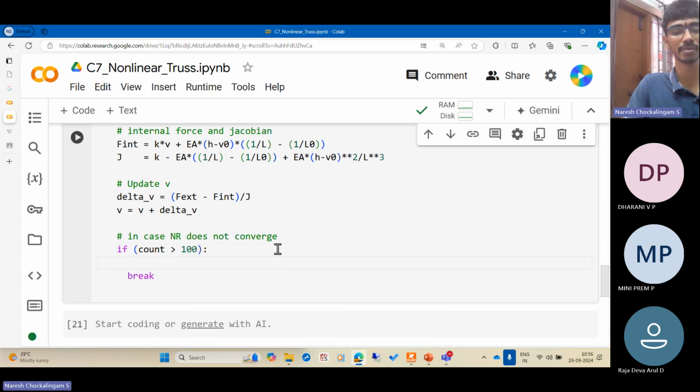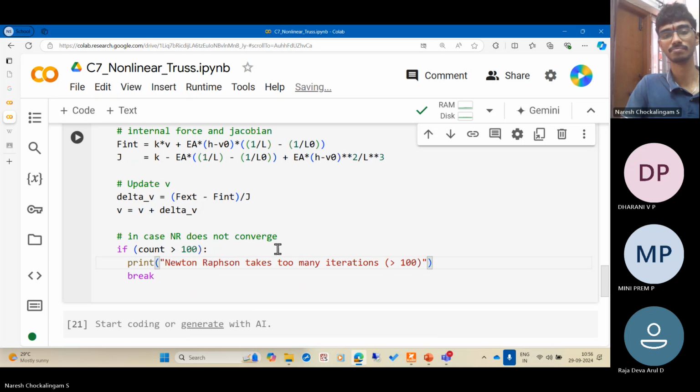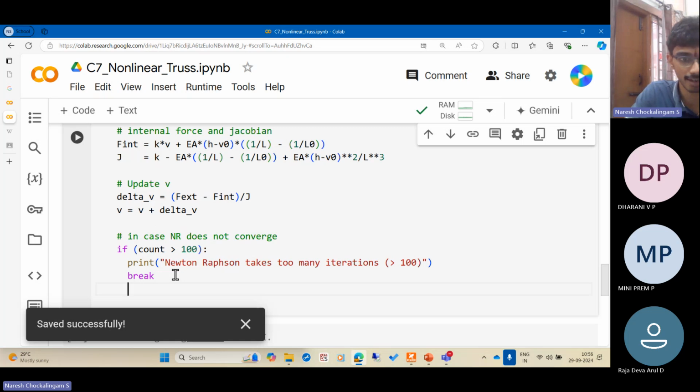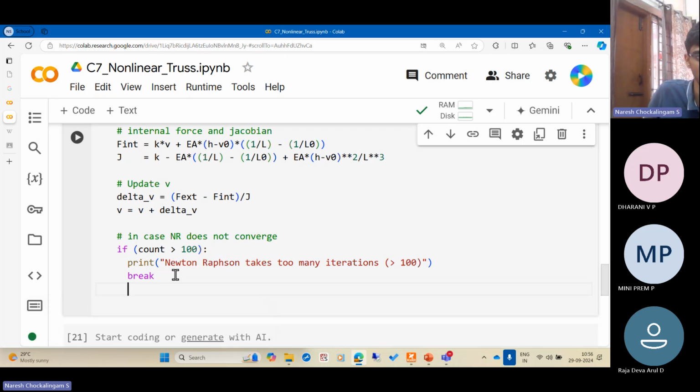But while breaking, I'll print "Newton-Raphson takes too many iterations." And in this case, it is greater than 100. So it will print this in case there is an issue with iterations. So this is the case if it does not converge.